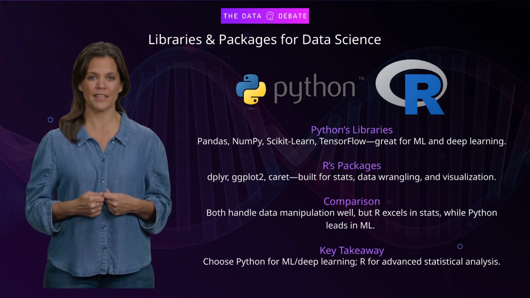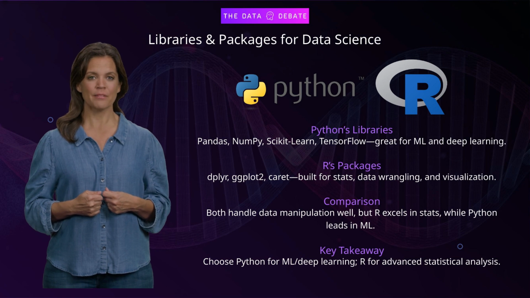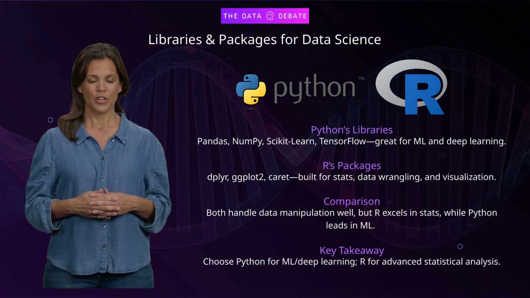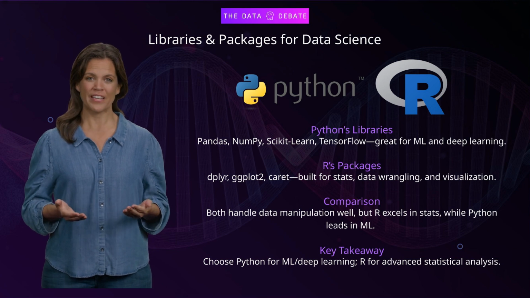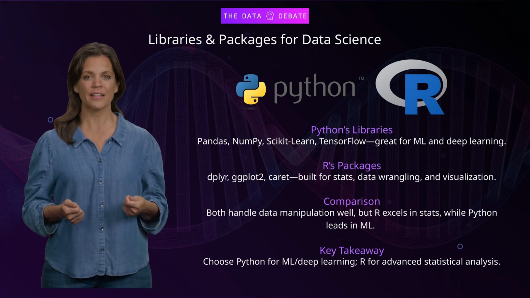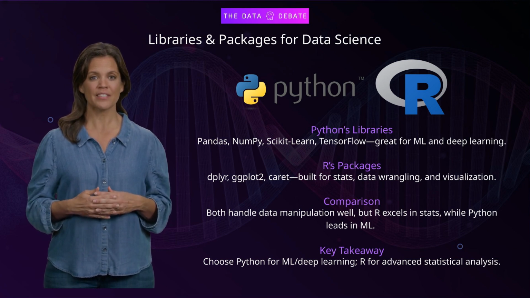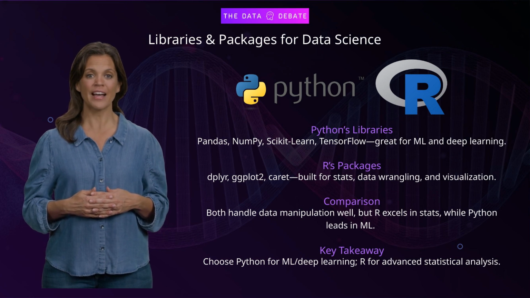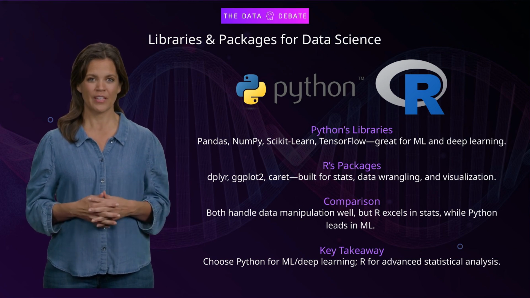For example, if you're cleaning a dataset and need to filter, sort, or group data, both pandas in Python and dplyr in R can do the job. But if you're going into advanced statistical analysis, R's packages might give you more built-in functionality. If you're leaning toward machine learning and deep learning, Python's ecosystem is more mature. But if your work revolves around data cleaning, wrangling, and statistical analysis, R's packages might suit you better. Both languages have robust support, so you're covered either way.